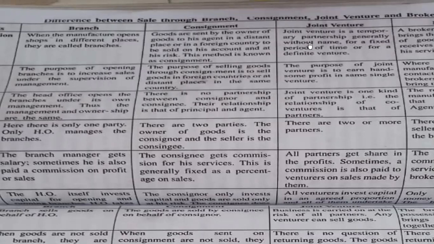Joint venture is a temporary partnership, generally without name or a fixed period of time, or for a definite venture. Means if we are forming a partnership for any specific work, or without any name or without any fixed time period, this is called joint venture.